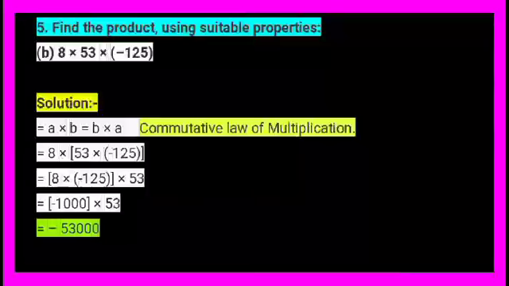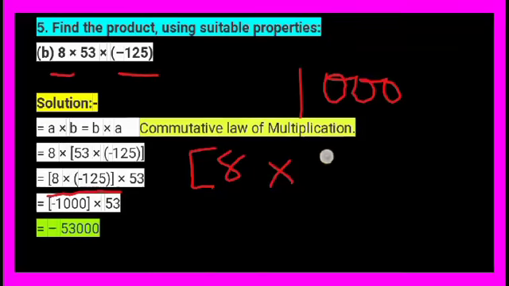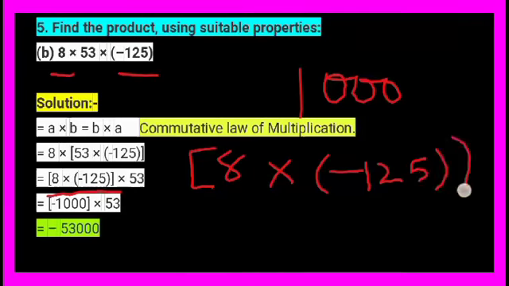B is 8 multiplied by 53 multiplied by minus 125. Now we come to know that if we multiply 125 with 8, then we can get the answer in terms of 1000, right? So it is 1000 multiplication of this number, right? So we can take these numbers into the brackets. So here I have written this number 8 and 125 into the brackets. Then what is left? Yes, it is 53. So we multiply here, multiply by 53.